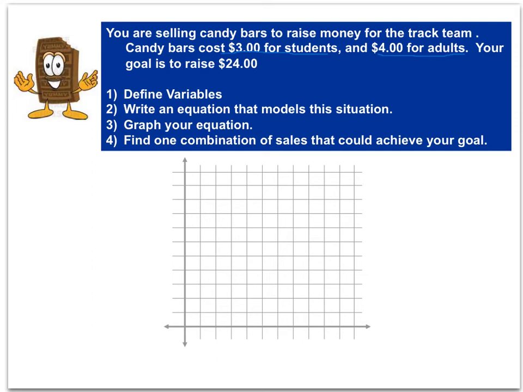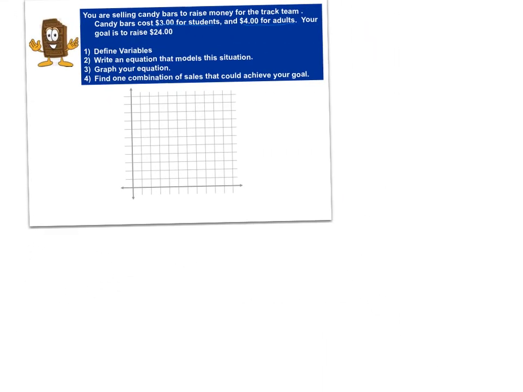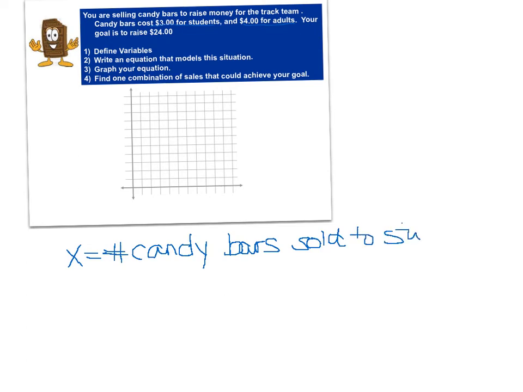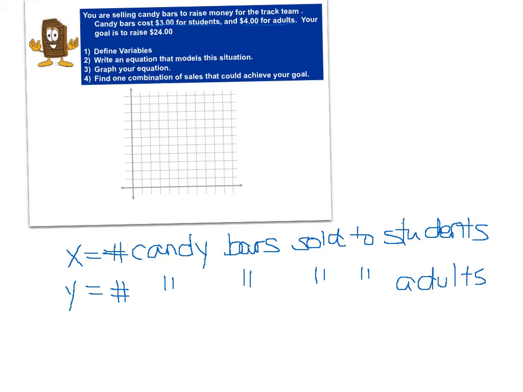So the first thing that I would like you to do is define your variables. If we think about this, we want to know how many bars we're going to have to sell to the students as well as to the adults. So I'm going to let x equal the number of candy bars sold to students and I will let y equal the number of candy bars sold to adults. These notches just means it's the same words as above. So we've defined the variables.